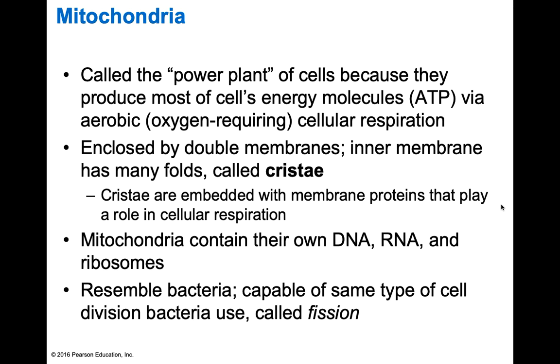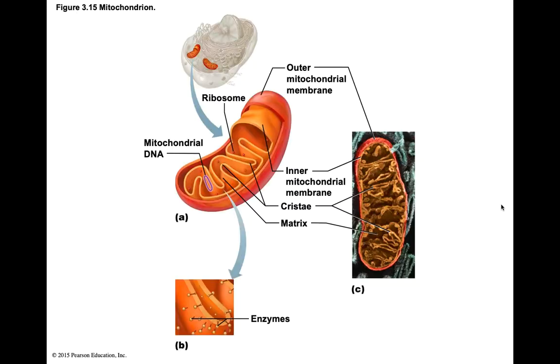So we have one living inside of the other, and some evidence here is that it has its own ribosomes and DNA, which is pretty neat. And our mitochondria also closely resemble bacteria, just based on doing fission. So this is like binary fission. They get a little bit bigger and then they can divide. Bacteria do the same thing. Pretty neat. Here's an example of what a mitochondria looks like.